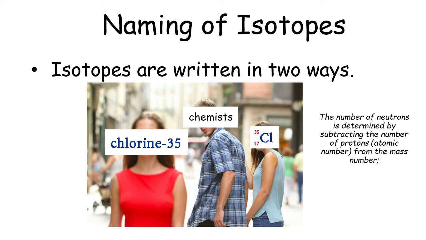So how do we determine the number of neutrons? The number of neutrons is determined by subtracting the number of protons, or the atomic number, from the mass number. For example, chlorine-35. The mass number 35 minus the atomic number 17 will give us the number of neutrons, which is 18.